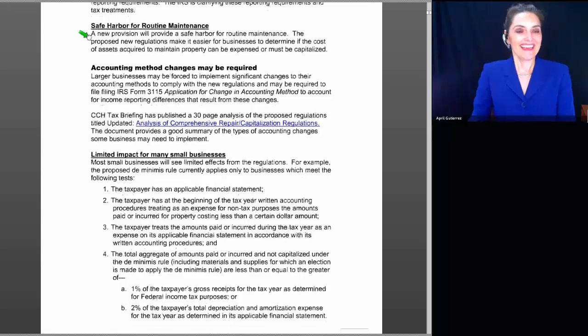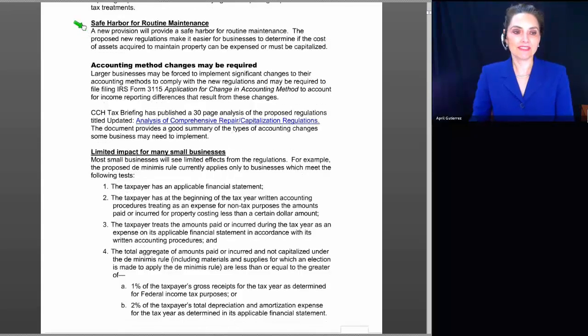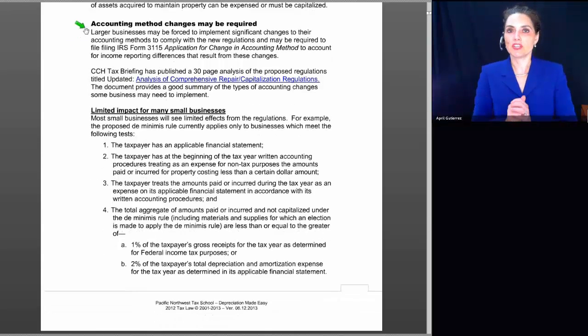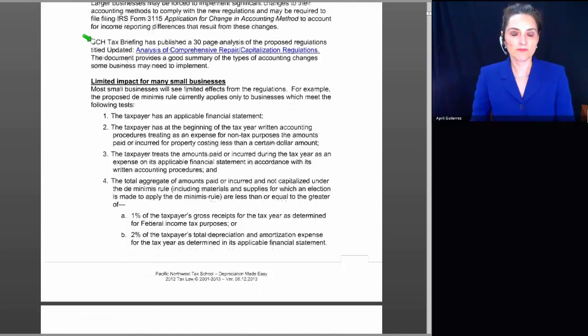And then we have safe harbor for routine maintenance. A new provision will provide a safe harbor for routine maintenance. The proposed new regulations make it easier for businesses to determine if the cost of assets acquired to maintain property can be expensed or must be capitalized. Now, accounting method changes may be required, and larger businesses may be forced to implement significant changes to their accounting methods to comply with the new regulations. And they may be required to file IRS Form 3115 for a change in accounting method to account for income reporting differences that result from these changes.